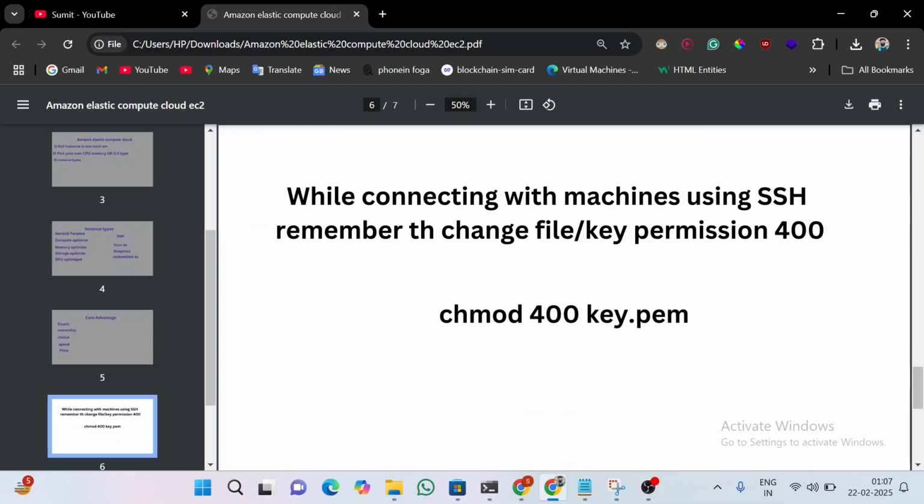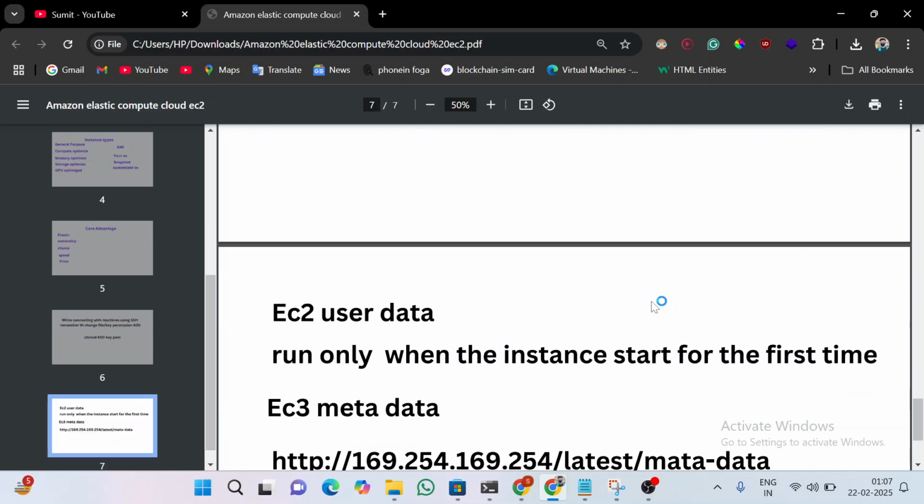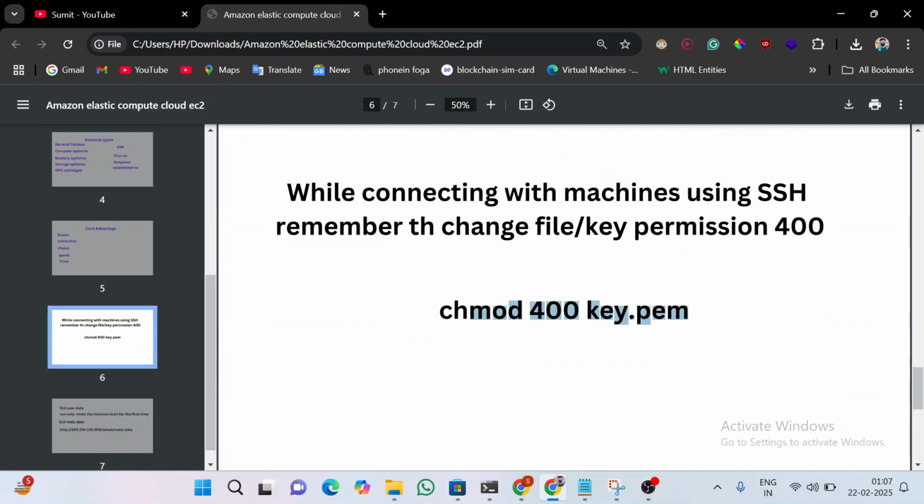So these are the best practices for how we should connect your EC2 instance with your local system. You should always use SSH, and you should always give your file permissions as 400, read-only permission. This is the Linux command you can use to give the permission to your PEM file.